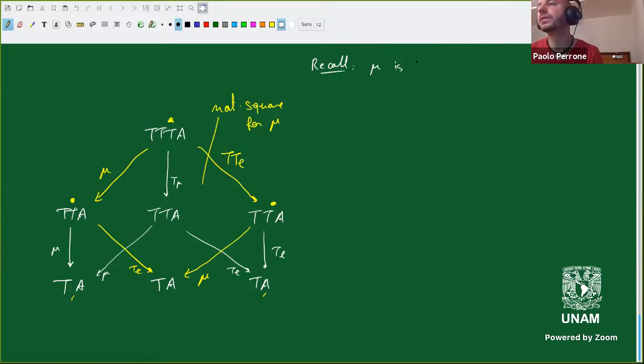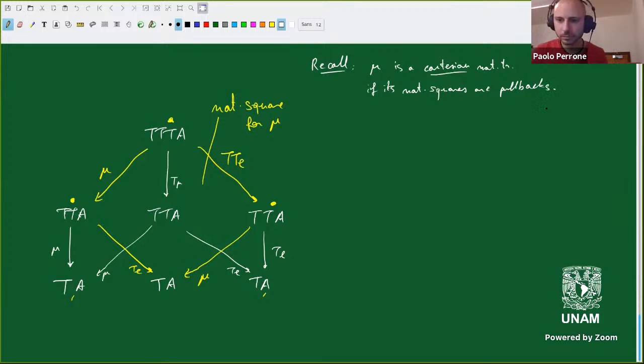Now recall, mu is called a Cartesian natural transformation if its naturality squares are pullbacks. Now, since we're not interested in the uniqueness of the thing in here, but we just need something to exist, it's not so bad, right? We can still compose our things. Well, then we are also interested in the weaker version. So mu is a weakly Cartesian natural transformation if its naturality squares are weak pullbacks.